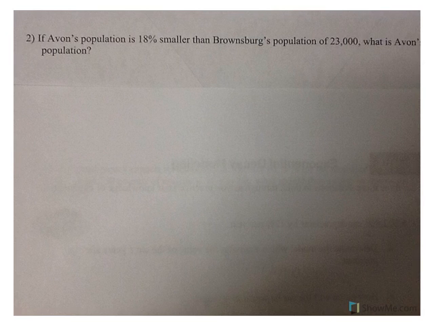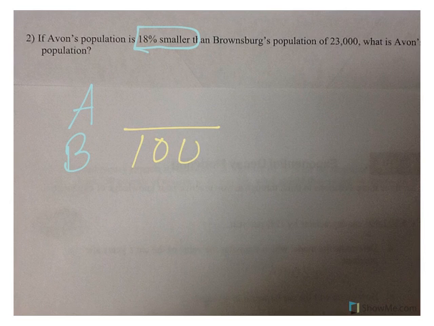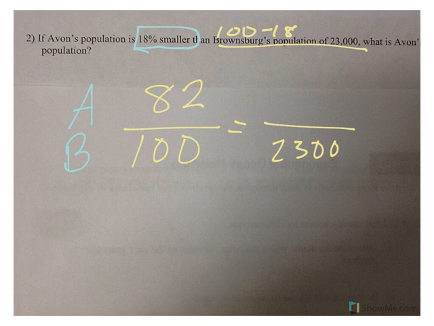Number 2, if Avon's population is 18% smaller than Brownsburg's population of 23,000, what is Avon's? Okay, so we are comparing Avon to Brownsburg. Now Avon is 18% smaller. So if Brownsburg is 100 and Avon is 18% smaller, we're going to take that 100%, subtract 18, and Avon would be 82%. So if Brownsburg's population is 23,000, how big is Avon?